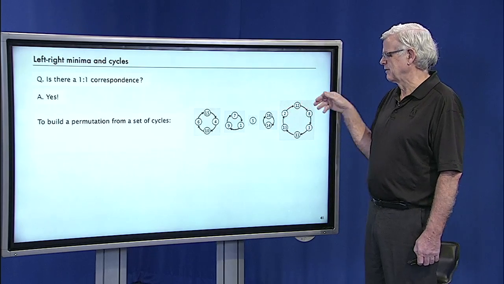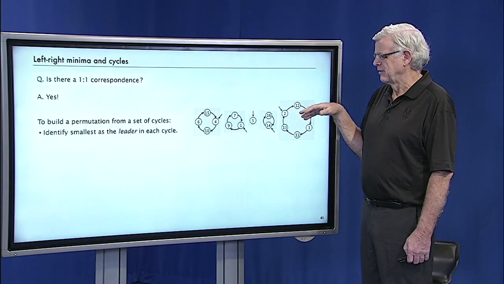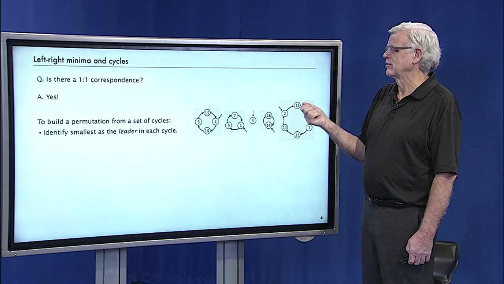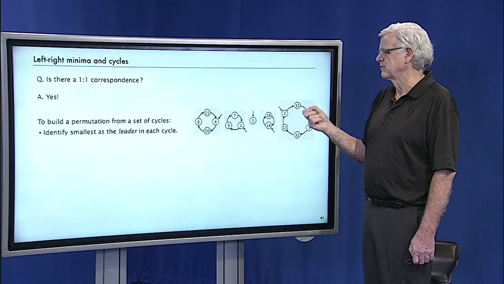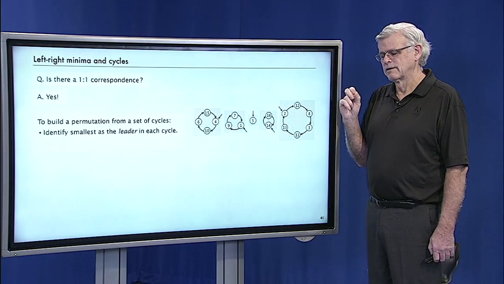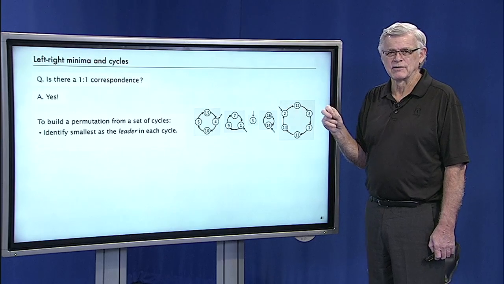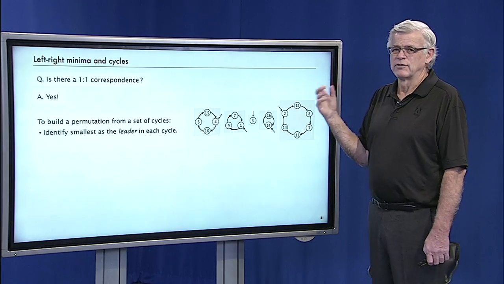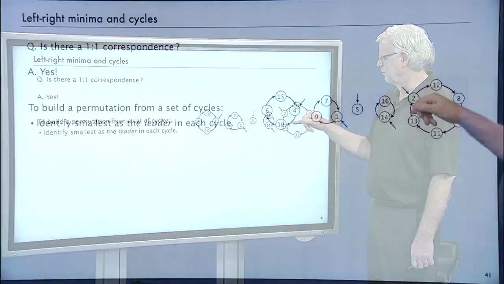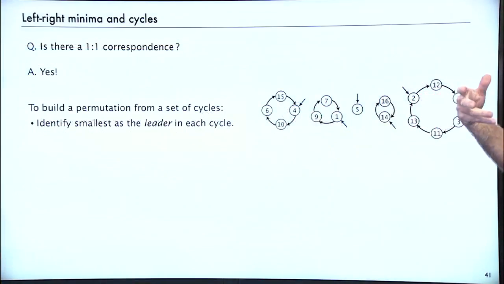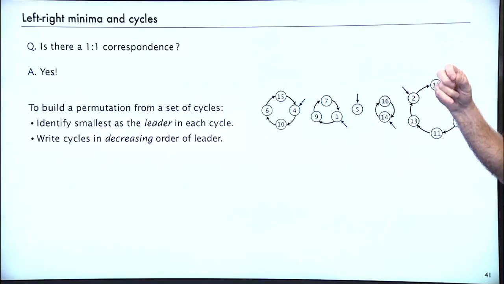So what you can do, if you have a set of cycles, you can build a unique permutation corresponding to that set of cycles, by looking at the smallest element in each cycle, and call that the leader of the cycle. So the first one, the 4 is the leader. The second one, the 1 is the leader. The singleton cycle, there's only one. Third one, the 14 is the leader, and the last one, the 2 is the leader. So we identify the leader of each cycle. And then we write down the cycles in decreasing order of the leader.